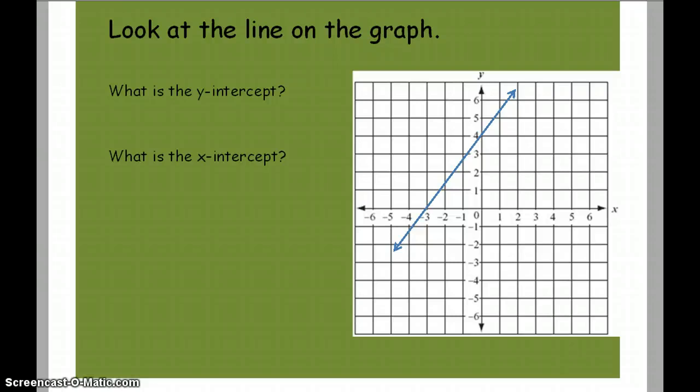Okay, now we're just going to look at this graph. What's the y-intercept? Okay, well, I remember that the y-intercept is where it crosses the y-axis. That's the point (0, 4). The x-intercept is where it's crossing the x-axis, the point (-3, 0).